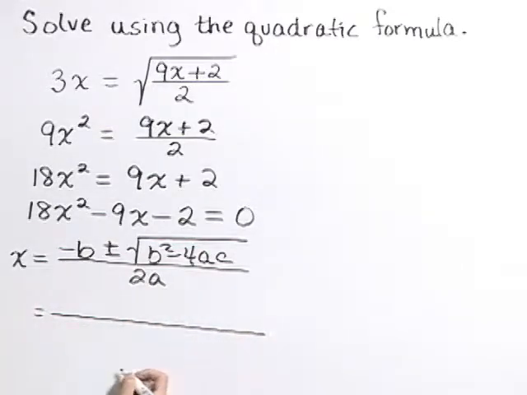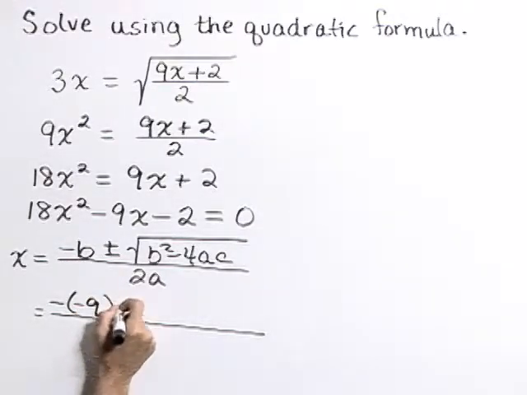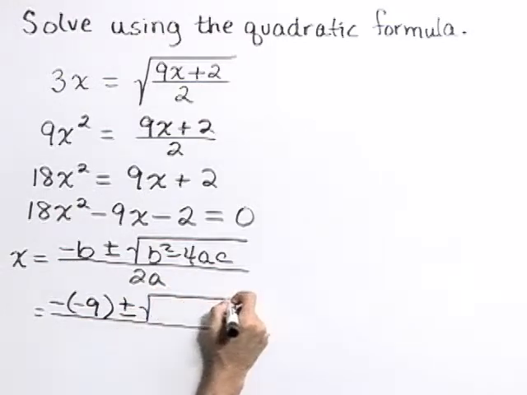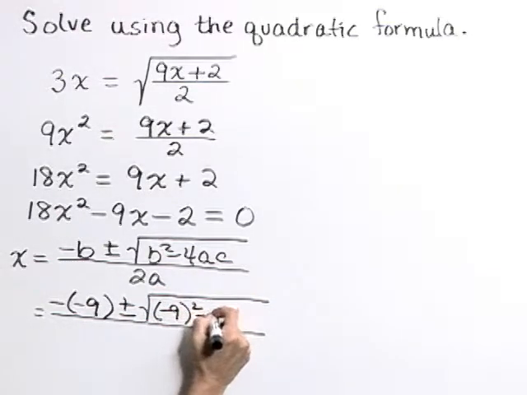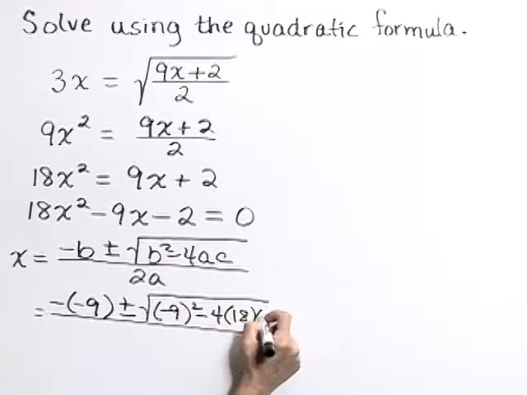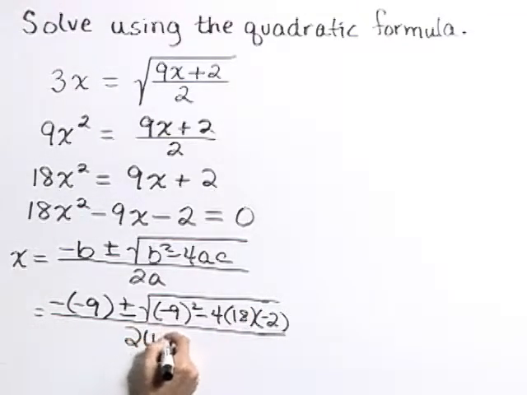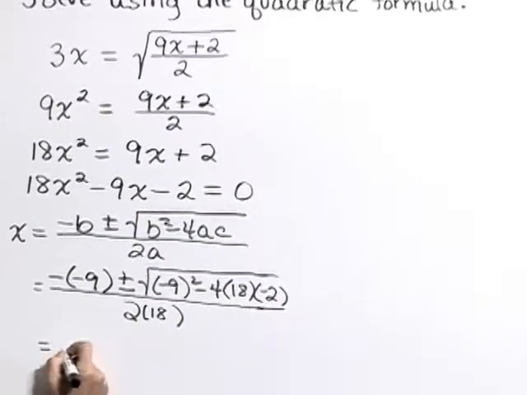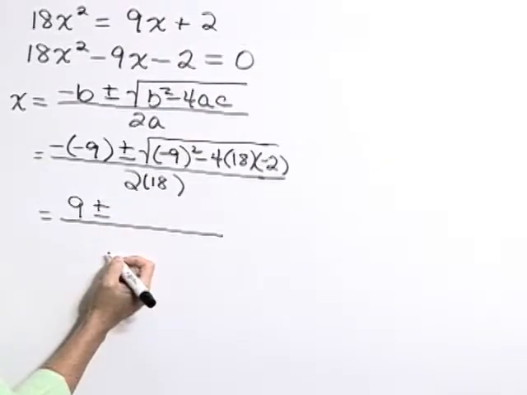Let's substitute values now. We want the opposite of b, and b is negative 9, so the opposite of negative 9, plus or minus the square root of negative 9 squared minus 4 times a, which is 18, times c, which is negative 2. That's all over 2a, or 2 times 18. This gives a positive 9 plus or minus.